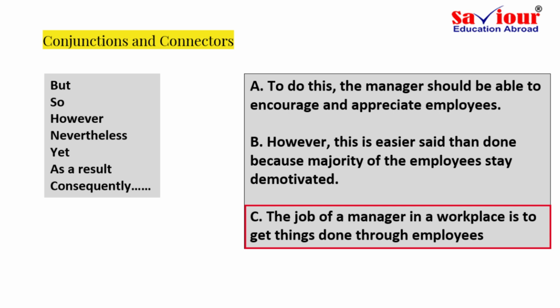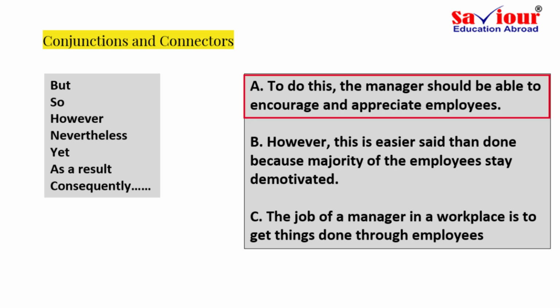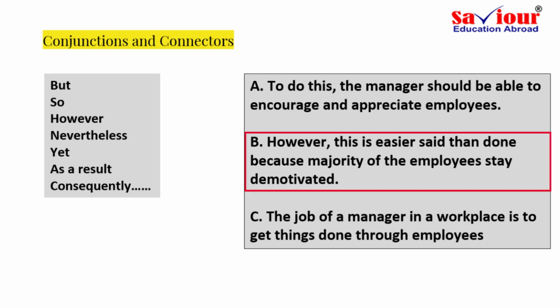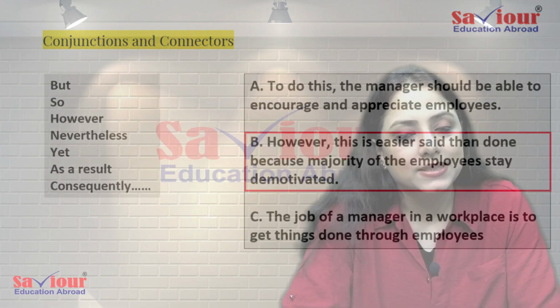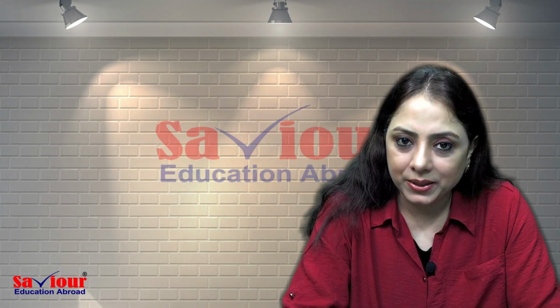This comes first, and then we will say to do this, the manager should be able to encourage and appreciate employees. उसके बाद, however, is connecting to A, that is, however, this is easier said than done because majority of employees stay demotivated. So, however, जो यहाँ पे connect कर रहा है, that is connecting with A option. So please take a note of the conjunctions. They help you to make pairs.